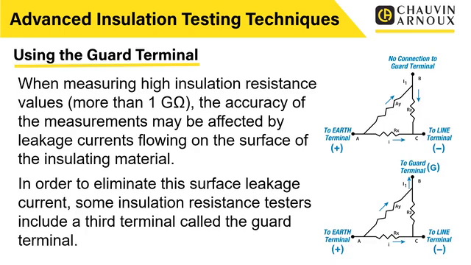The accuracy of the measurements may be affected by leakage currents flowing on the surface of the material. So not through the insulation, which is what we're trying to measure, but almost leaking around the insulation. So again, you may get false readings, readings that appear lower than you were expecting, and that might lead you to think that equipment is damaged or faulty, when actually it is just surface leakage currents. So in order to eliminate the surface leakage current, some insulation resistance testers include a third terminal called the guard terminal.